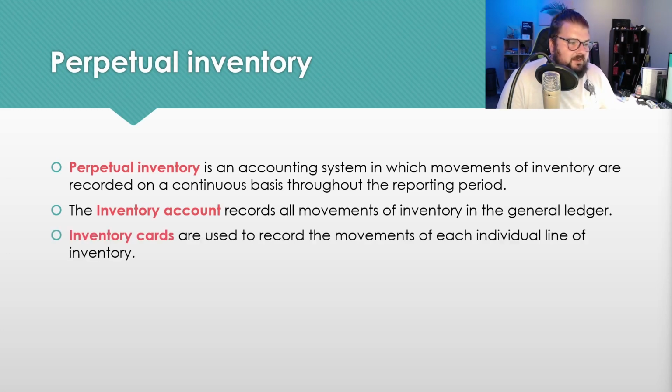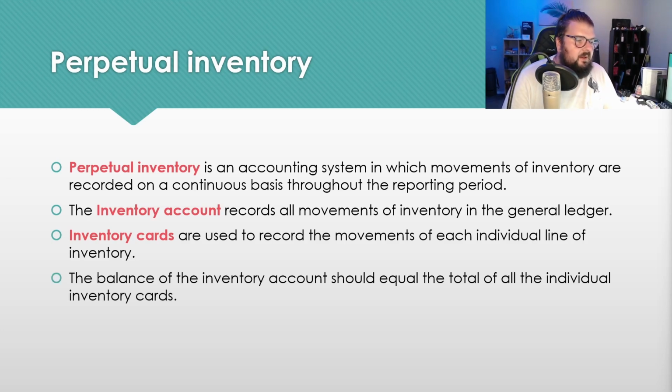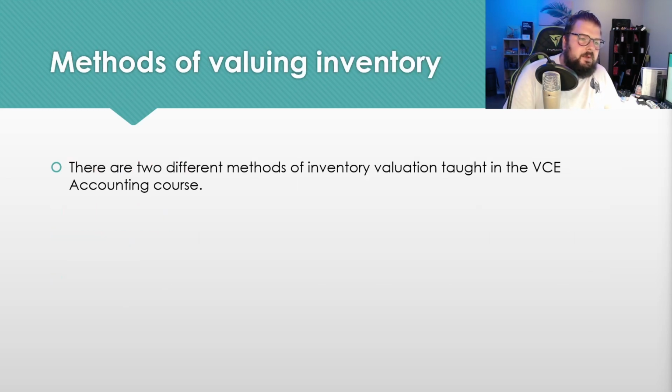So inventory cards are what we use to record each of these movements. I'll show you an example of those soon. The balance of these inventory cards should always match the balance of the inventory account. If they don't, then clearly we've made an error at some point, which again is a good thing because it helps us to double check everything that we do.